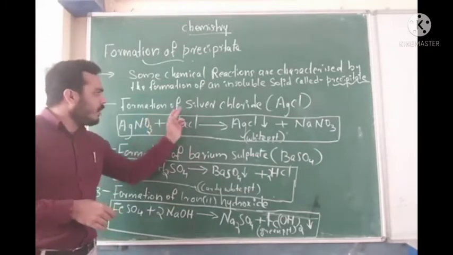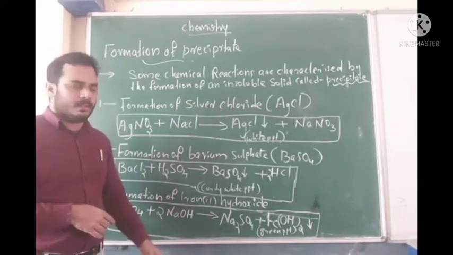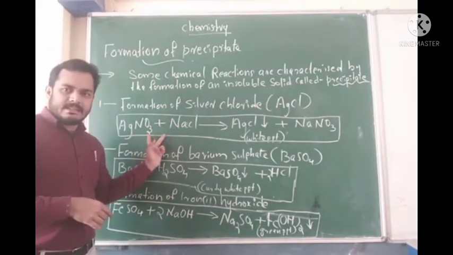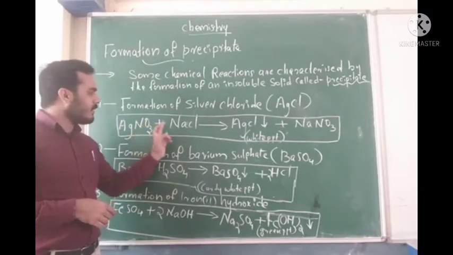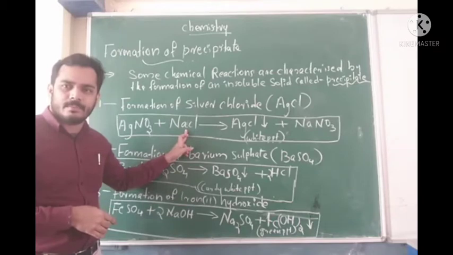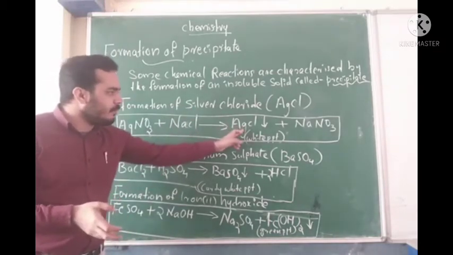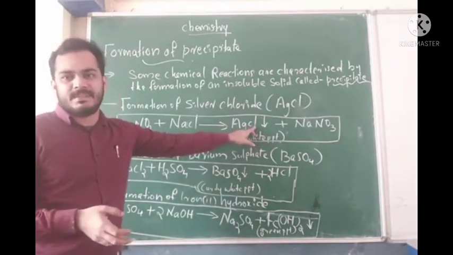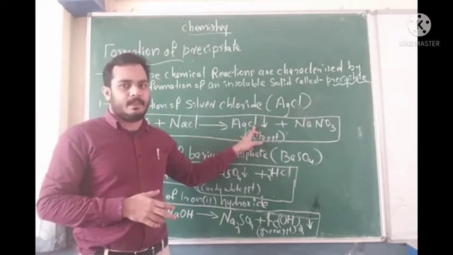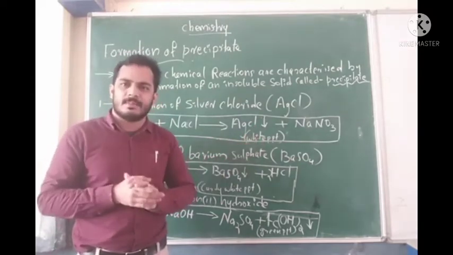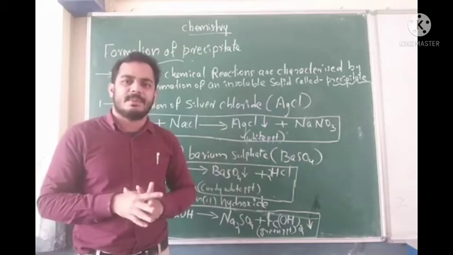The first one, formation of silver chloride, AgCl. So the reactants, silver nitrate react with sodium chloride to form silver chloride precipitate. So what is the color of the silver chloride precipitate? White PPT. That means white precipitate.